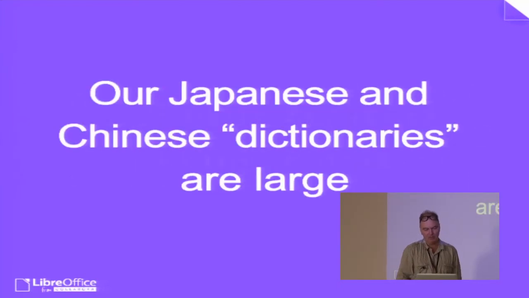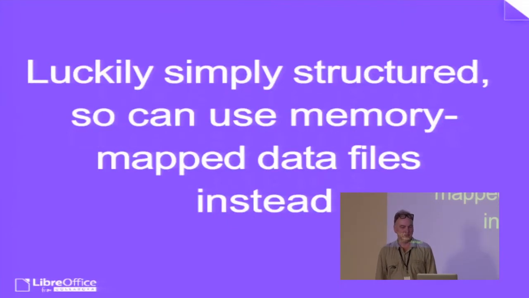Another source of large data is the dictionaries. This doesn't actually mean dictionaries that would tell what words mean, but it's like break iterators and stuff, and maybe not for Japanese and Chinese spelling check, but word iterators. Word iterators, yeah. And actually, I think this partially duplicates what's already in ICU. But we perhaps are not even sure if we actually need this or not, but anyway, we don't dare touch it. But luckily, in this case, this data is quite simply structured. So here we can use memory mapped files instead. And this was, I think, several megabytes. Yes.